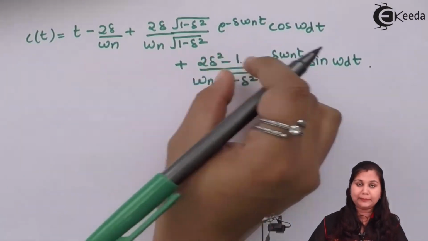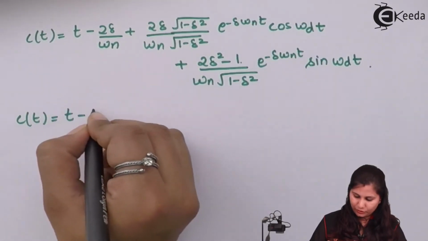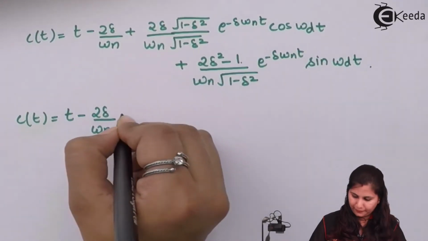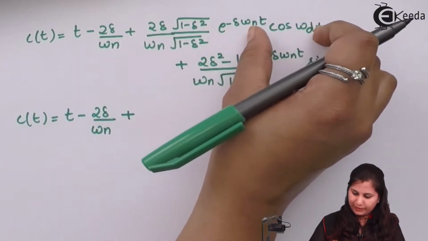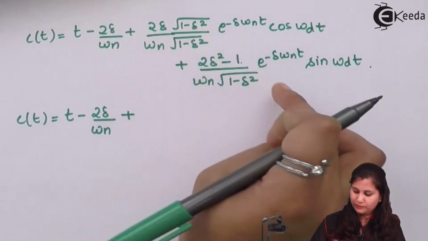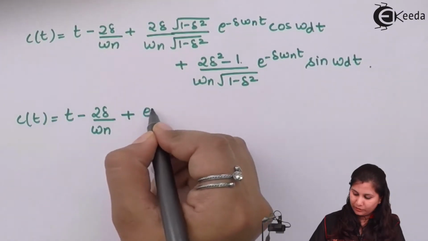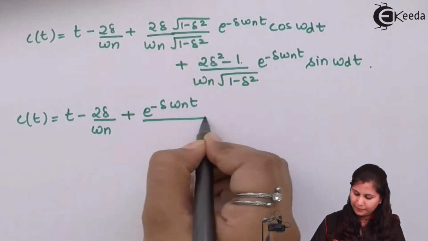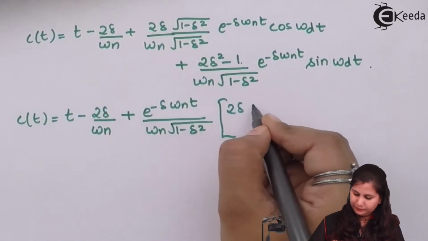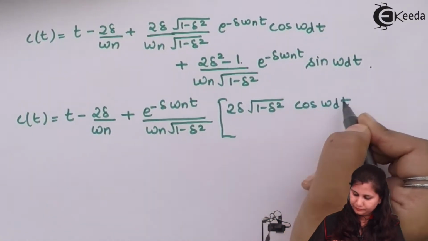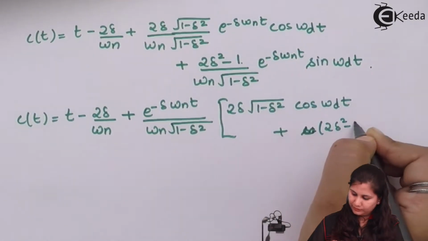Now we are going to multiply this inside. Okay, so we have ct equals t minus 2 del upon, this is 2 del under root of 1 minus del square multiplied with this. We can take common from these two terms this e raised to the power minus del omega n t and the denominator term. So taking common, inside we are left with 2 del square minus 1.